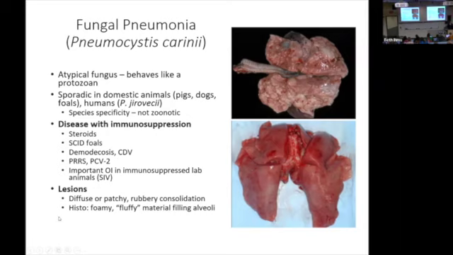The lesions can be diffuse or patchy, but the classic look is lungs that are very, very rubbery. So it'll look kind of like an interstitial pneumonia where the lungs are very full, they fail to deflate, they have a very firm, thick, rubbery texture.